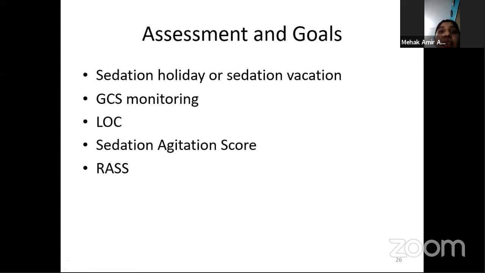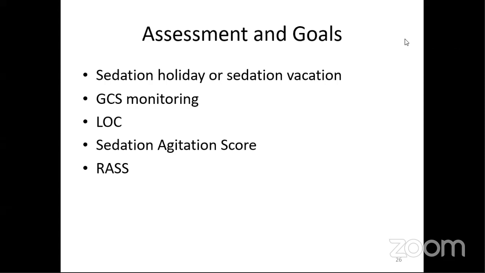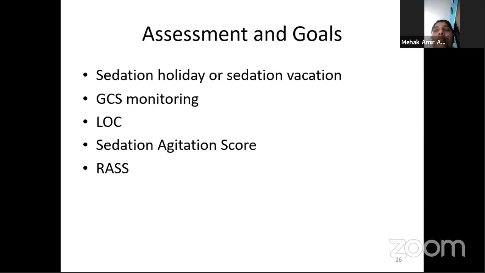Okay. So this is the nursing assessment and the goal of the sedation: you need to monitor the level of sedation. When we are giving vasopressin or inotropic agents to patients, blood pressure and other vitals are important. Mainly blood pressure and MAP, and the heart rate, are key factors for us. So sedation monitoring is important when we are giving sedative drugs to the patient. So the sedation holiday or sedation vacation is important.